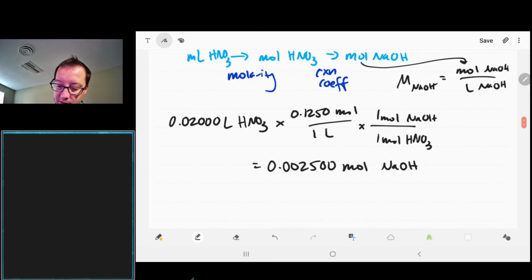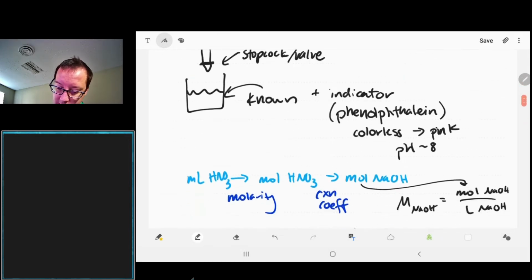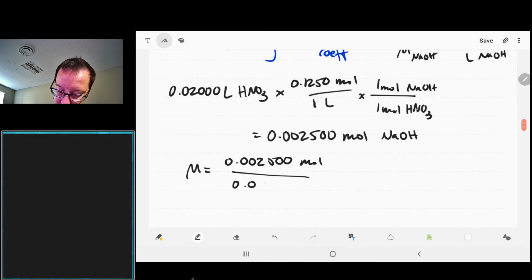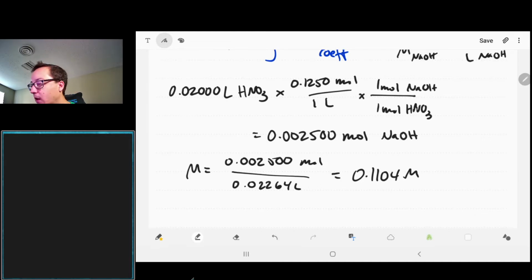If we want to do the molarity, it's going to be that moles over our liters, which was 0.02264 liters. 0.02264, and we get 0.1104 molar. And we've done it. We've standardized our base solution, as it were, or figured out the concentration of base in that solution.